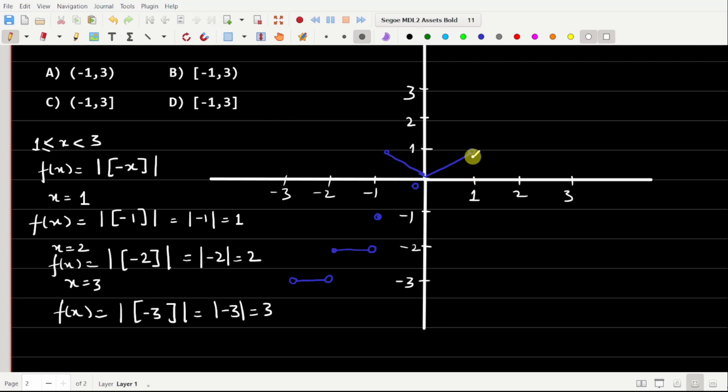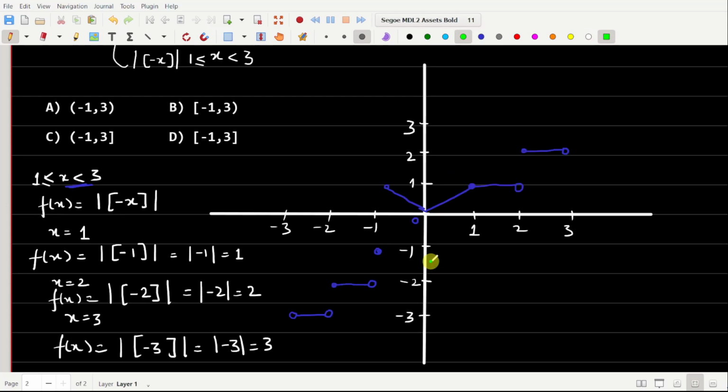At x equal to 1, f(x) was 1, so this will become a solid circle. We have included it. Now between 1 to 2, bracketed x will be actually 1 only. From 2, as soon as x becomes 2, it becomes 2, right? So like this. Now from 2 to 3 it will come like this, and at 3 it will be 3, which we are not taking because we only need points up to x less than 3. Okay, so like this, this is the function.